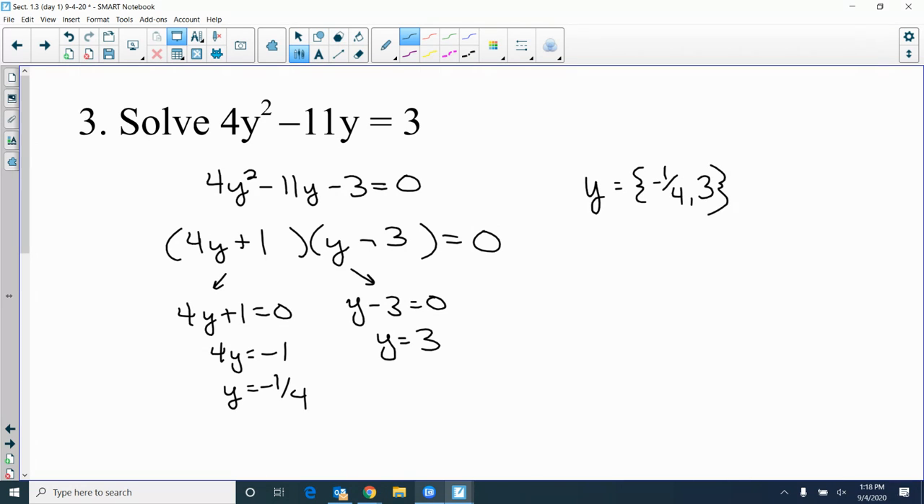and 3. Okay? Like the negative 1/4 and 3, could you put them in a different order for the answer? Does it matter? No, it's not that important. Technically it's going to be listed from smallest to greatest. If you flip the order, I'm not going to mark it wrong. Okay.